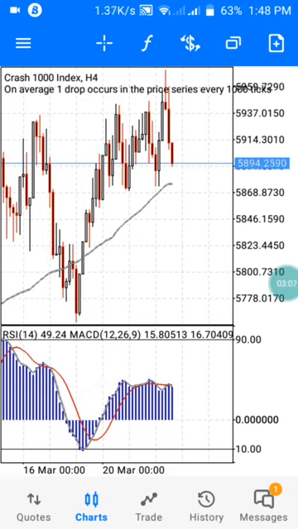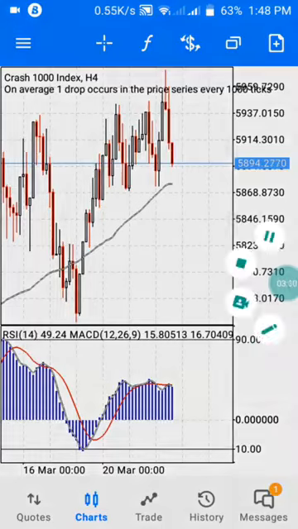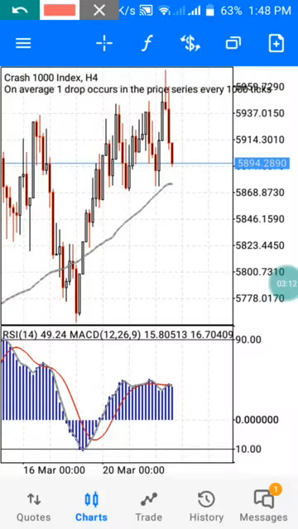So this, as you see, is Crash 1000 on the 4-hour time frame. It works for every Boom and Crash index. It works on Boom 1000, Boom 500, Crash 1000, and also Crash 500. It also works on Crash and Boom 300. You see this analysis. I'm going to show you how it really works.